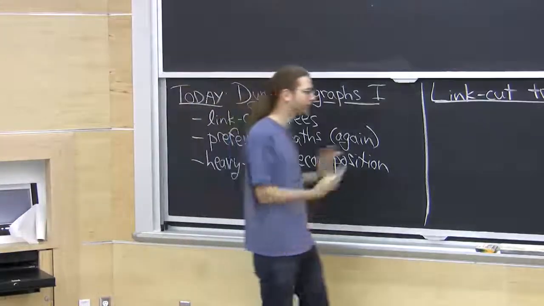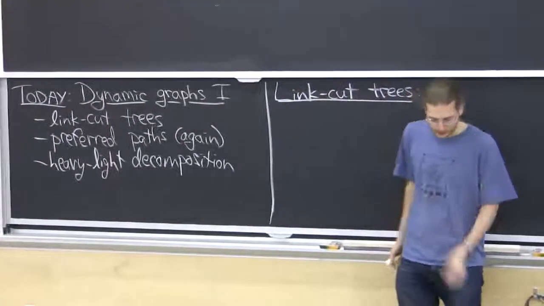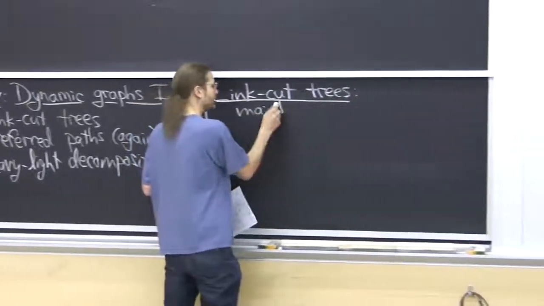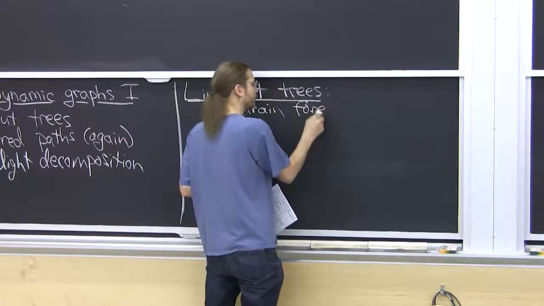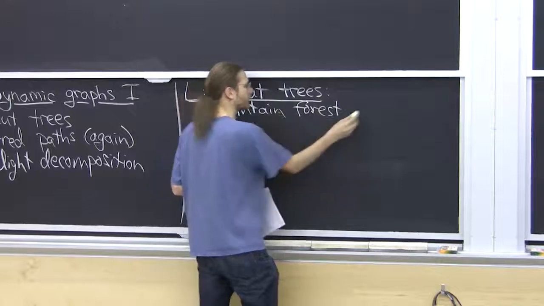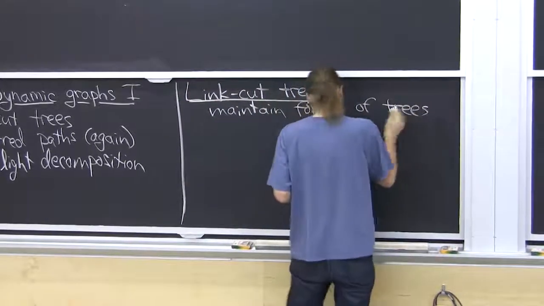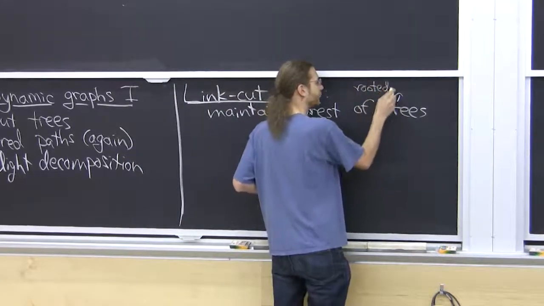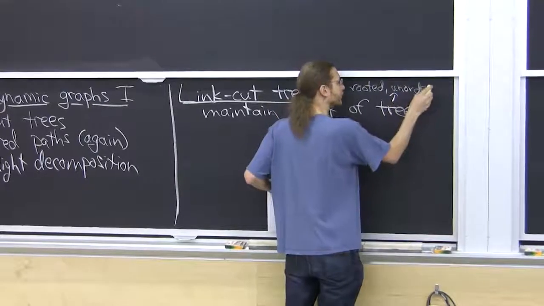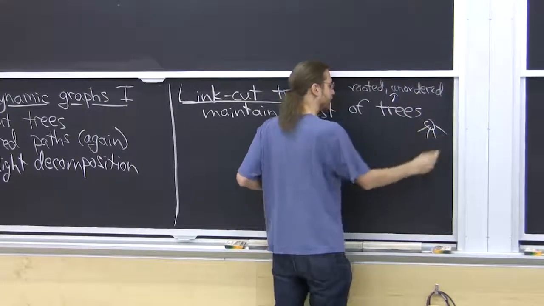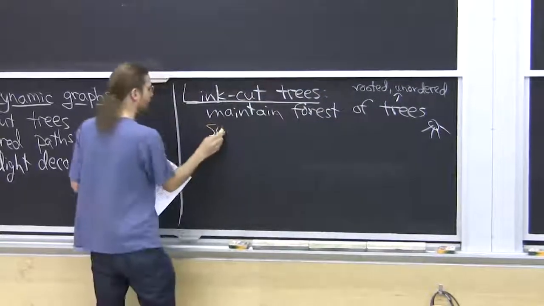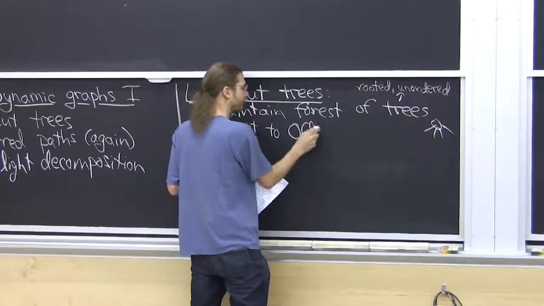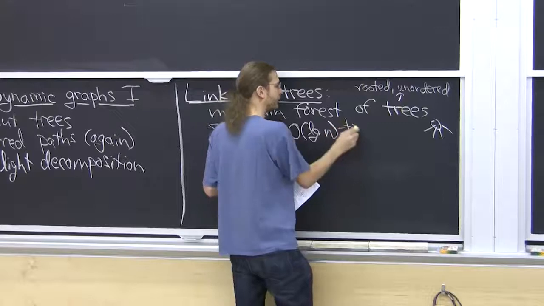Whenever you have an unbalanced tree and you want to make it balanced, like with linked cut trees, it's the go-to tool. So in general, we want to maintain a forest of trees. And these are going to be rooted, unordered trees. So arbitrary degree, like this. And we have a bunch of operations we want to do, basically insertion and deletions of edges and some queries. And we want to do all of those operations in log n time per operation.